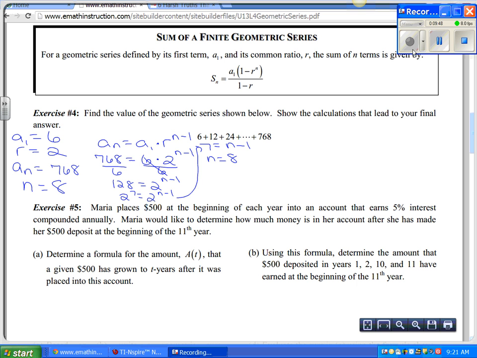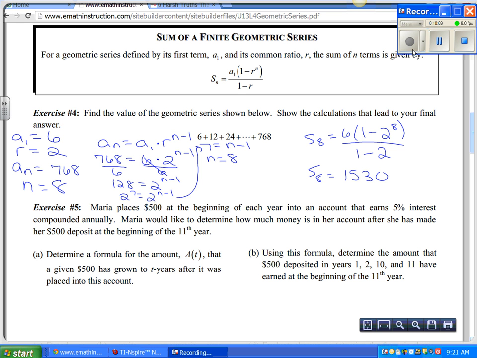All right, so we have s sub 8 equals 6. No, it didn't, it's gone. S sub 8 equals 6 times 1 minus 2 raised to the 8th over 1 minus 2. What do we get? 1530. We okay with that?